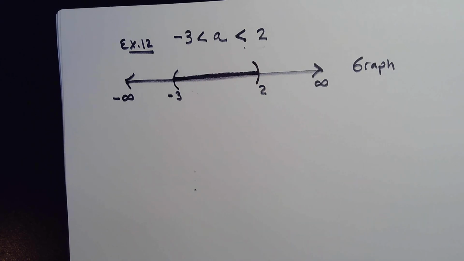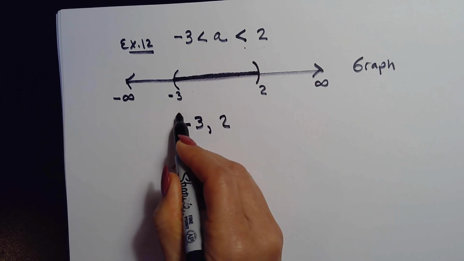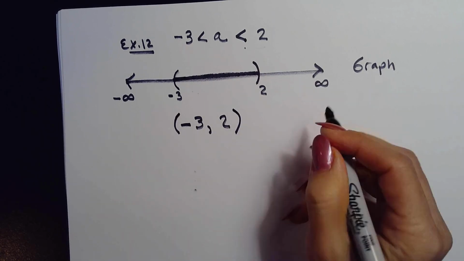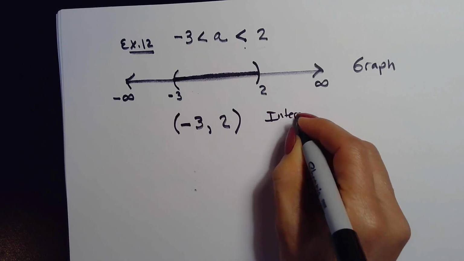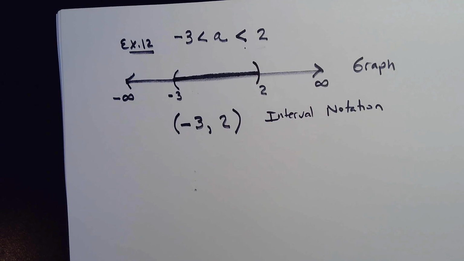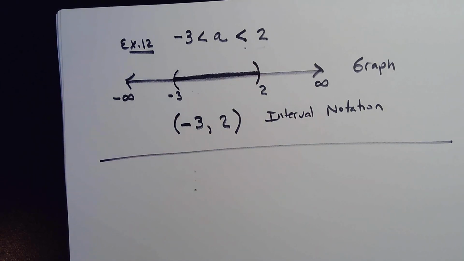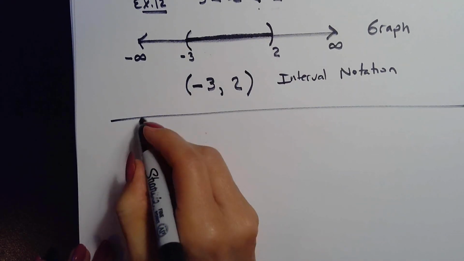And interval notation is exactly what you're looking at. You're going to start at negative 3, comma, 2, and you're going to put open parentheses around the numbers. So this is interval notation. Okay, interval notation. So that's example 12. Now let's consider one more, example 14.